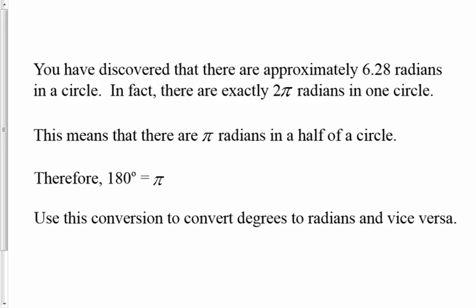You have discovered that there are approximately 6.28 radians in a circle. In fact, there are exactly 2 pi radians in one circle. This means that there are pi radians in half of a circle. Therefore, 180 degrees equals pi. And we will use this conversion to convert degrees to radians and vice versa.